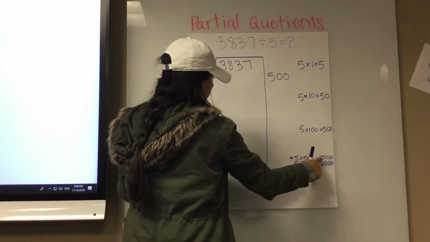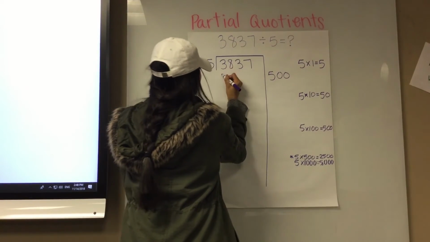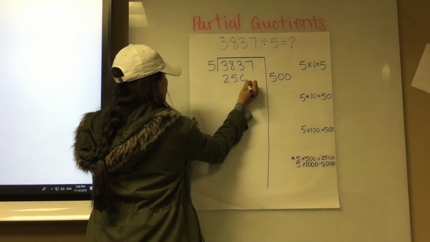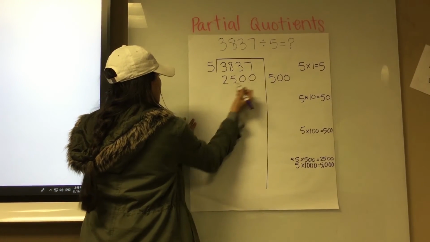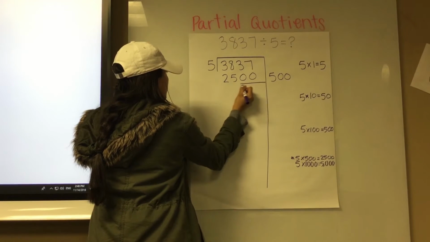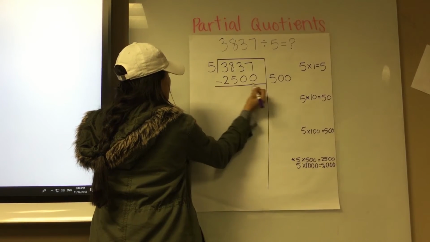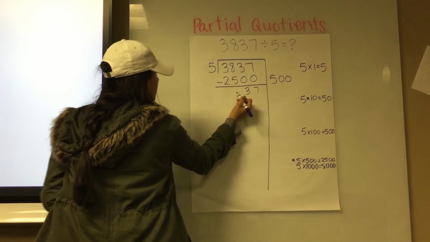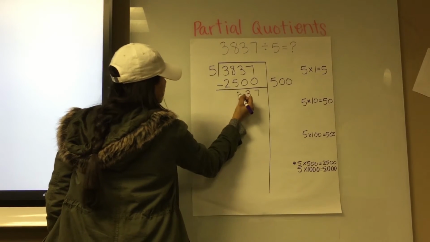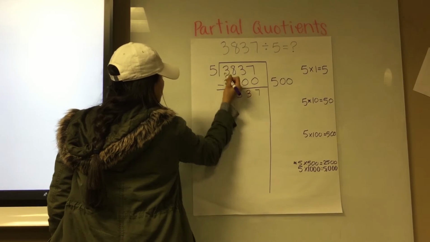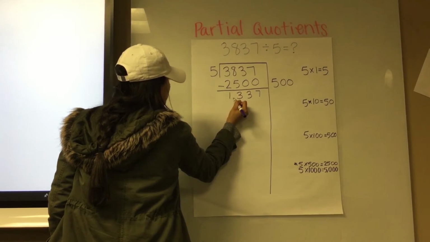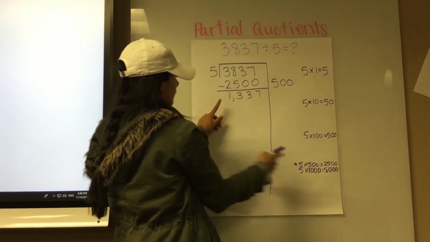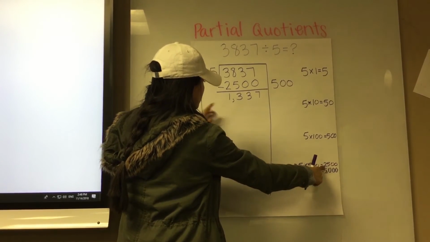We'll take the 2,500 and write it under the 3,837 and subtract that from each other. 7 minus 0 equals 7, 3 minus 0 equals 3, and 8 minus 5 equals 3, 3 minus 2 equals 1. So now we're left with 1,337. So we see that our 2,500 does not fit inside, so we'll go a little bit smaller.